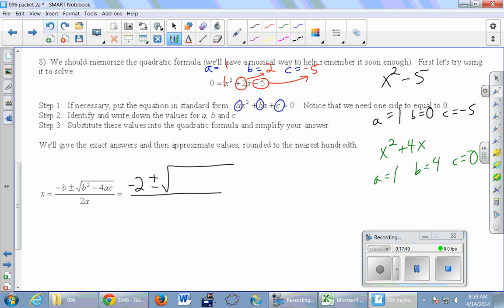Then we do b squared. Now it's quite possible for you guys to do that in your head. How much is b squared? 4. But I don't think you should do it in your head, at least not until you're really comfortable with the quadratic formula. What I'm going to do is this. 2 squared.